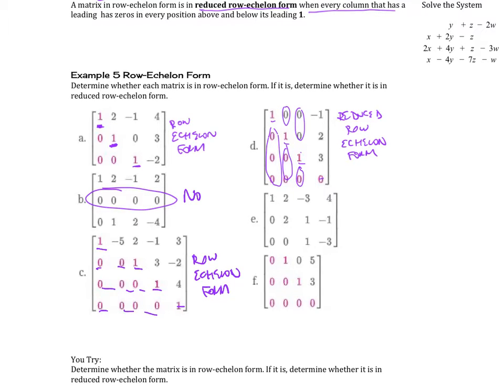D, we already know that's in reduced row echelon form. Letter E, notice that there's a 2 here, so that is not a leading 1, so this is not in row echelon form. And letter F, what about this one? So 0, 0, 0, 0, 0, 0, that's good. The last row is all zeros. These are ones here, and above it, there is a 0. So in this case, this one is also in reduced row echelon form.